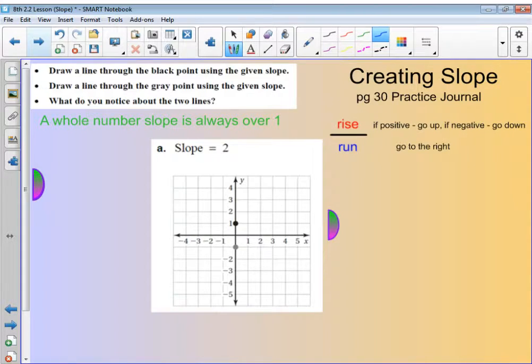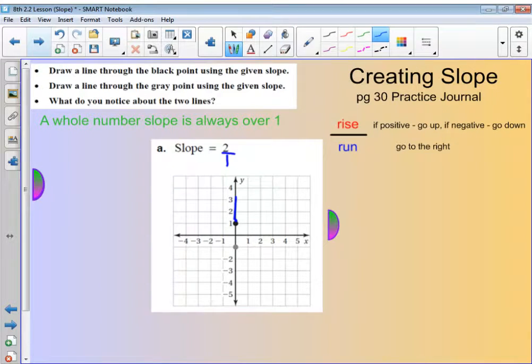If I write this out, it would be the same as 2 over 1. Now, that's a positive 2 over 1. So the key thing when you're drawing the lines for a slope is if you have a positive slope, you're going to go up from the point because you're going up in a positive direction. If it is a negative slope, you're going to drop down that number. So here I have a positive 2 over 1. So I'm going to go from my black dot, up 2, 1, 2, and no matter what, I'm always going to go to the right.